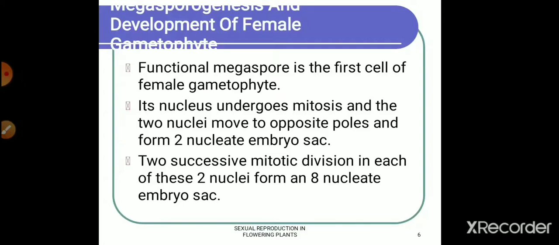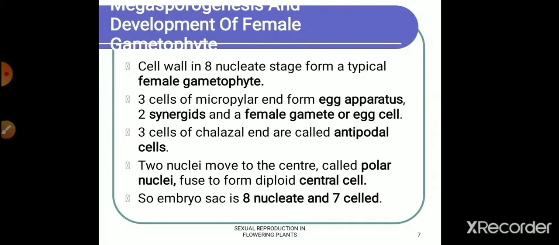The megaspore mother cell, a large cell, contains dense cytoplasm and a prominent nucleus. Its nucleus undergoes mitosis, and the two nuclei move to opposite poles and form a two-nucleate embryo sac. Two successive mitotic divisions in each of these two nuclei form an eight-nucleate embryo sac. Now, cell walls in this eight-nucleate stage form a typical female gametophyte.